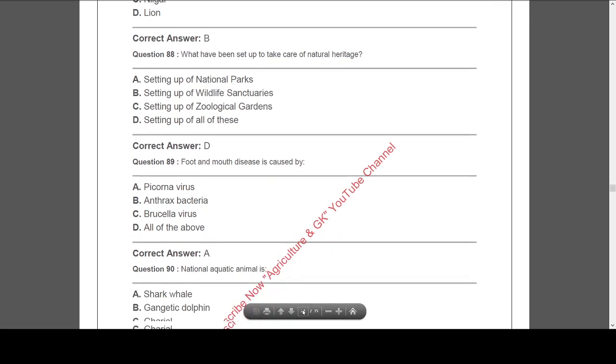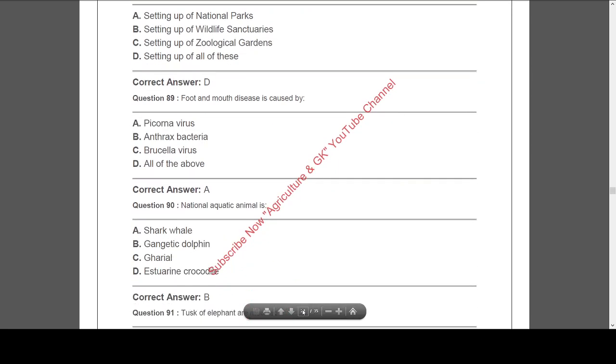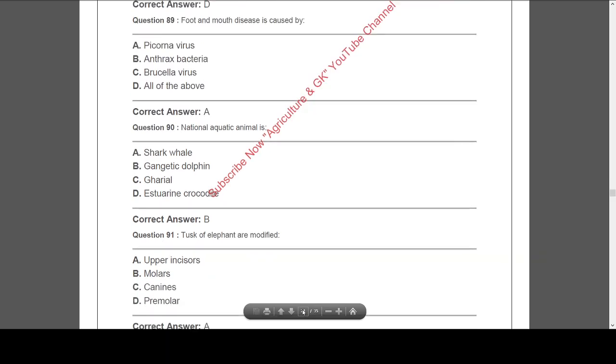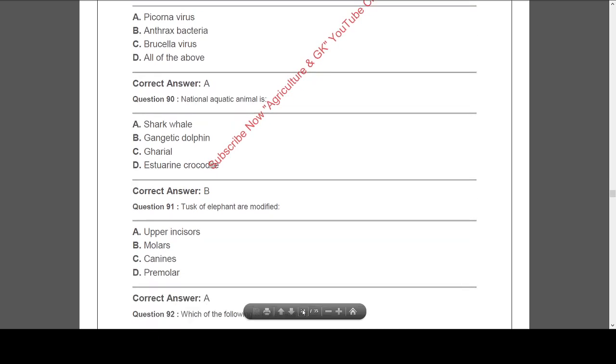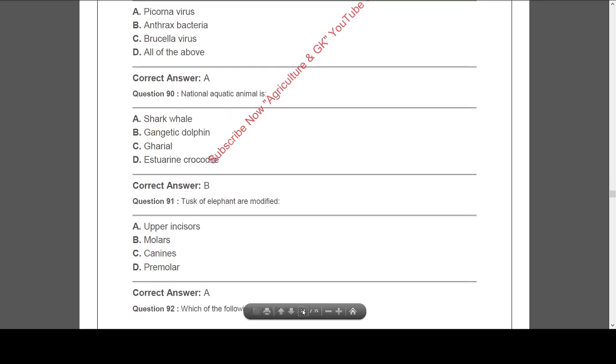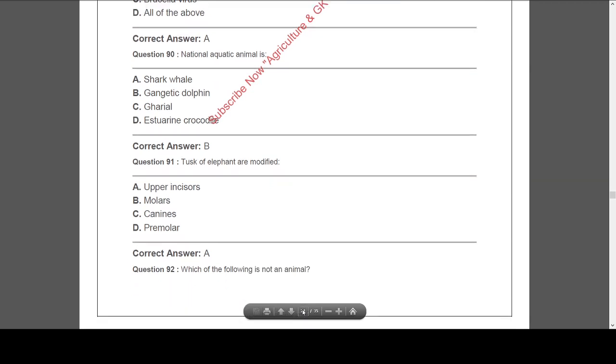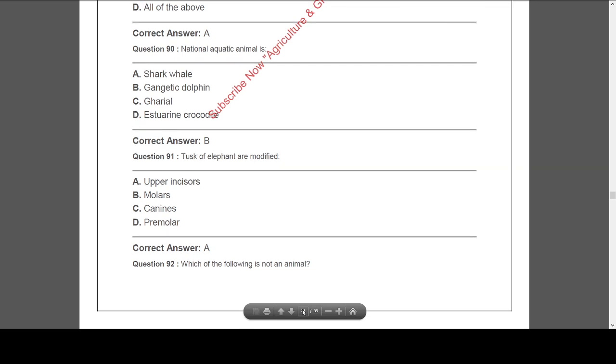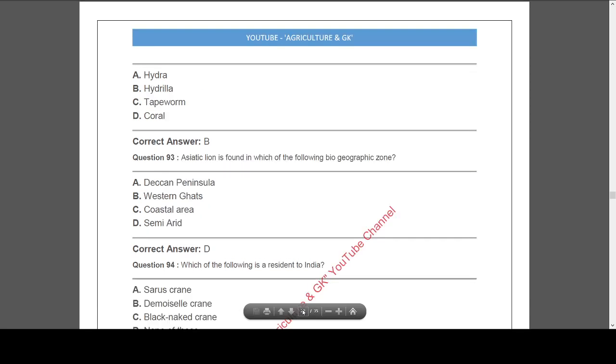Foot and mouth disease is caused by picornavirus. National aquatic animal is option B, Gangetic dolphin. Tusks of the elephant are modified upper incisors. Which of the following is not an animal? It is option B, hydrilla. It is a plant.